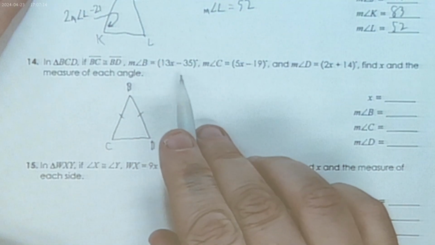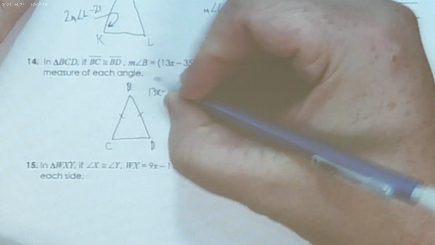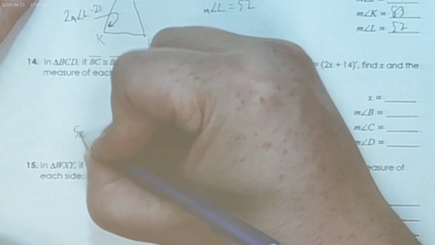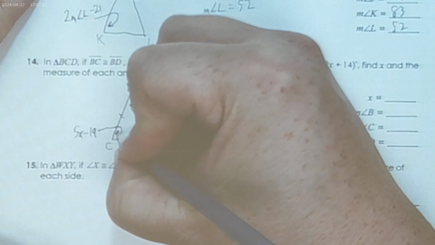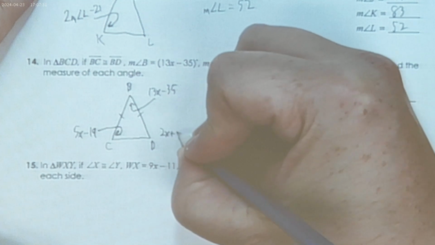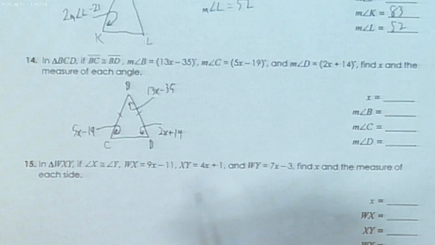Measure of angle B is 13x minus 35. C is 5x minus 19. And then D is 2x plus 14. Find x and the measure of each angle.